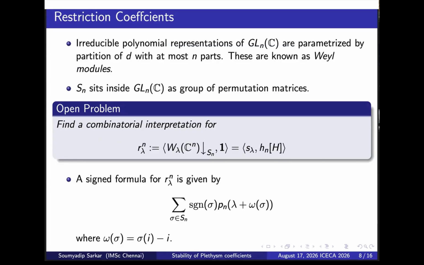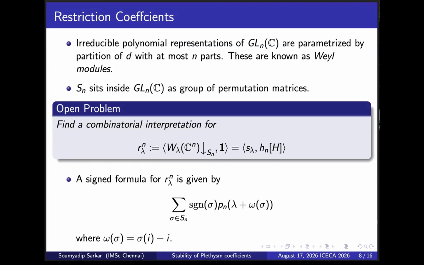Okay, so now let's talk about another thing, which is restriction coefficients. This is another open problem in algebraic combinatorics and representation theory. You start with irreducible polynomial representations of GL_n(C). These are parameterized by partitions of d with at most n parts, and these are known as Weyl modules. And S_n sits inside the group of all invertible matrices as the group of permutation matrices. Now here's the open problem. You restrict the action of GL_n to S_n, so W lambda C^n restricted to S_n. For example, you can ask how many times the trivial representation of S_n occurs inside this. So there is no known positive combinatorial formula for this.